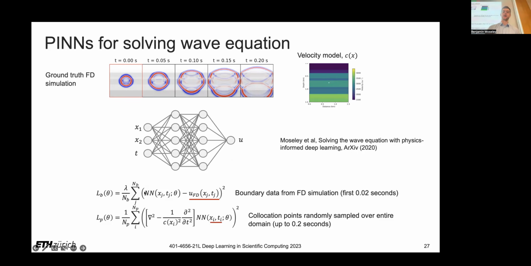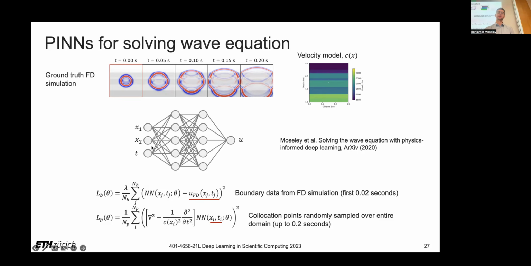So again, we have a boundary term, and we have the physics term. You can see the physics term here is just putting in our wave equation, which is the underlying equation here. And as part of that equation, we have the velocity model, which is c as a function of x. So this is this velocity model here. We're just going to say that's a function that we can evaluate at any point in space.